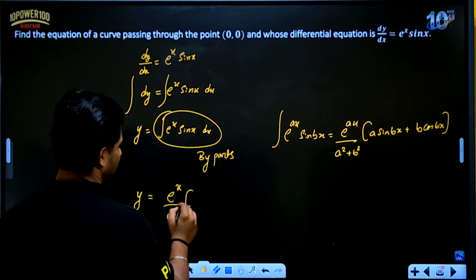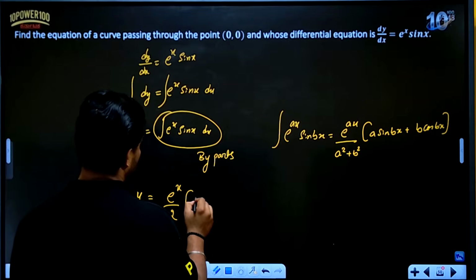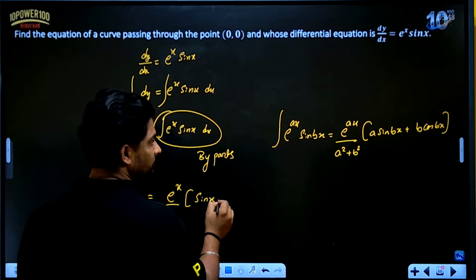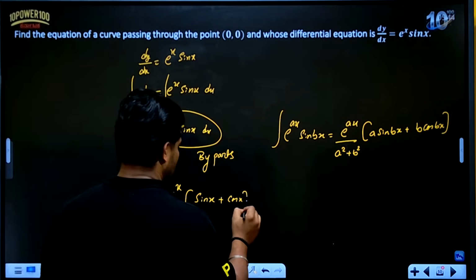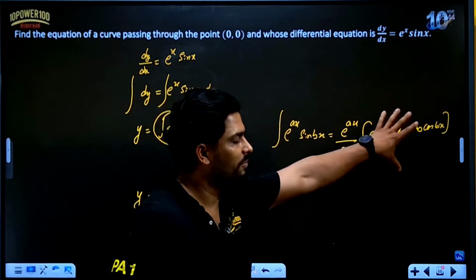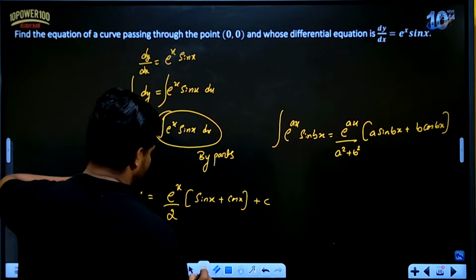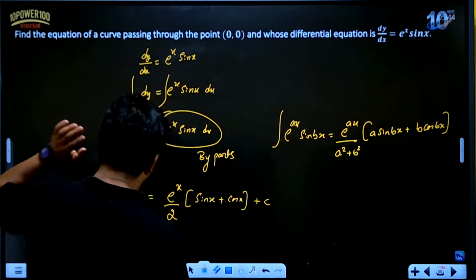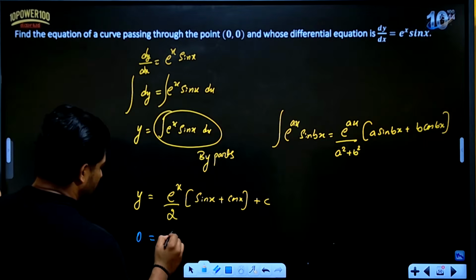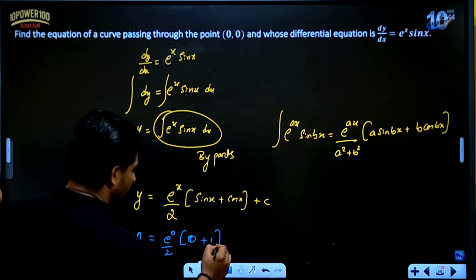I'm just roughly writing this. Both are 1. So it is sin x plus cos x plus c that we get. Just check it out. I'm not sure about this formula, I've forgotten. So if I take x is equal to 0 and y is equal to 0, both become 0. So 0 is equal to e to the power 0 by 2. So sin 0 is 0 plus cos 0 is 1 plus c.